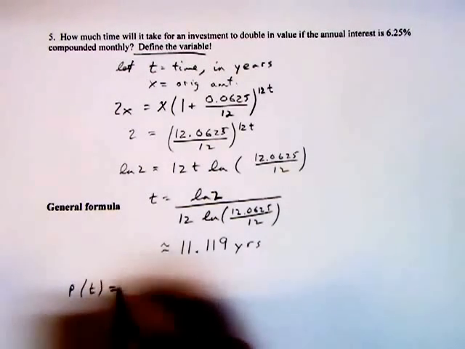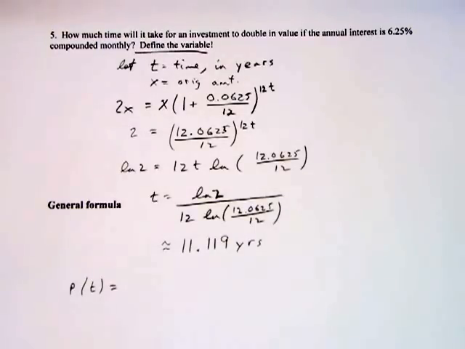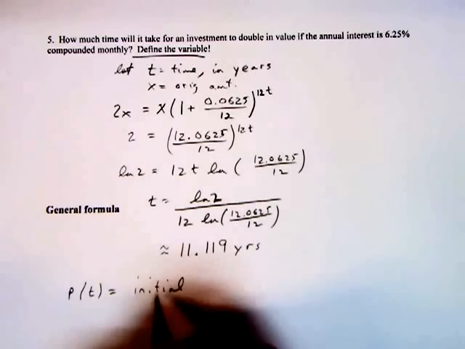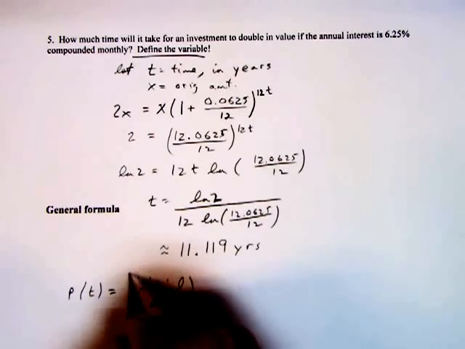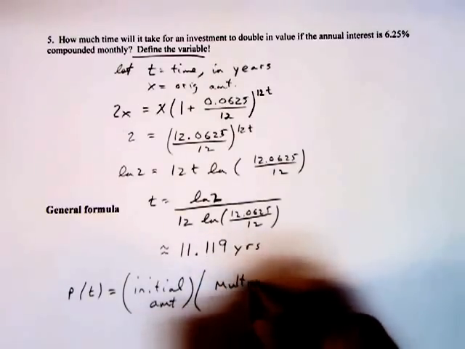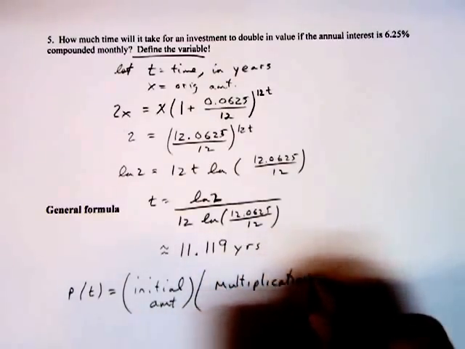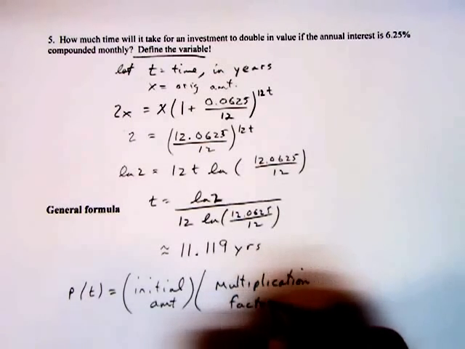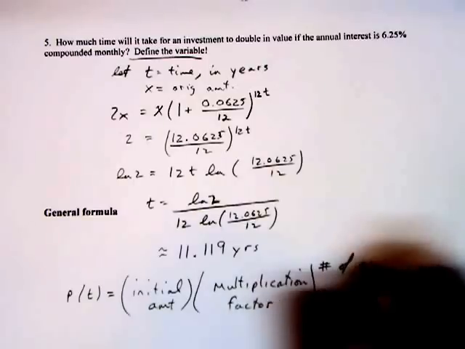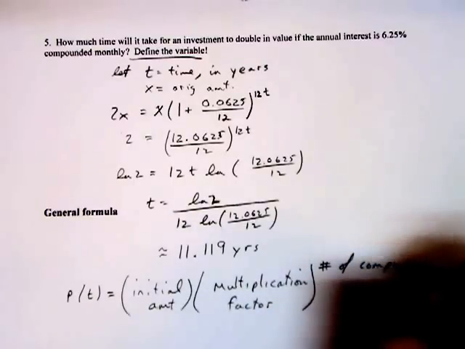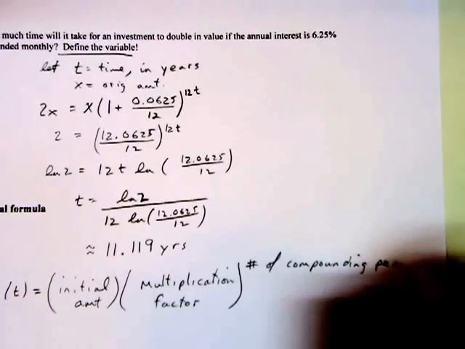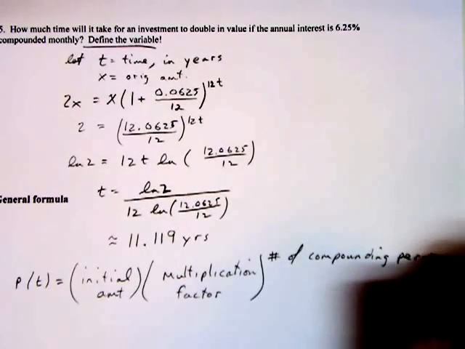Here's a general way to look at all these exponentials because they all really fit into the same thing. We have an initial amount times some multiplication factor to the number of compounding periods. Let's see, make sure that fits.